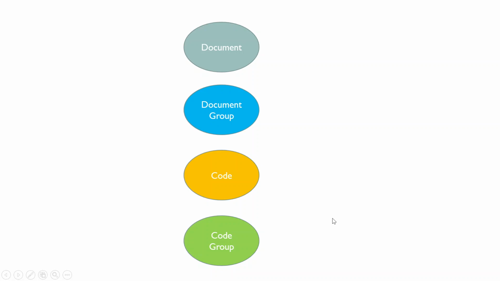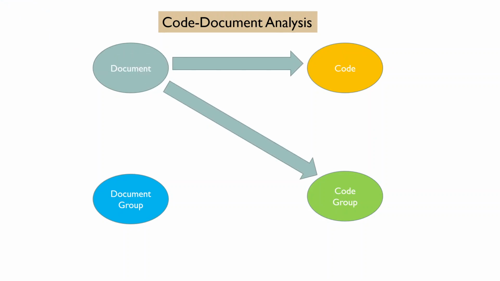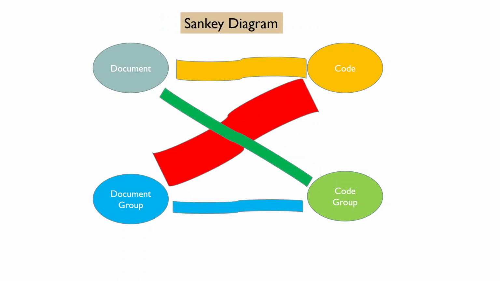In my previous video, I had discussed how to run code document analysis. Let's have a recap of it. We can run the code document analysis between document and code group, document group and code, and document group and code group. The same thing can be represented in the form of Sankey diagrams. Sankey diagrams are used for presenting data flows and data connections from document and document group to code and code groups. This also we have discussed in my previous video.